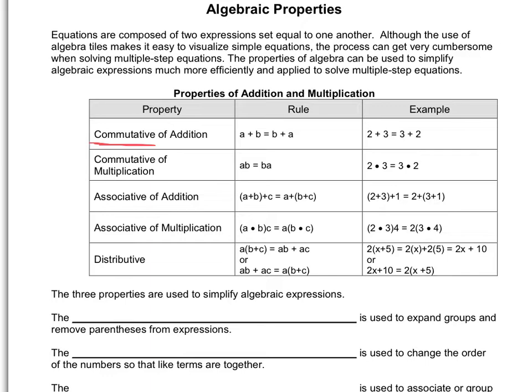Same thing with multiplication. You can multiply the first two numbers first and then by the third one. It's going to give you the same thing as if you had multiplied the last two and then the first one at the end. So it gives you a real life example to prove it.